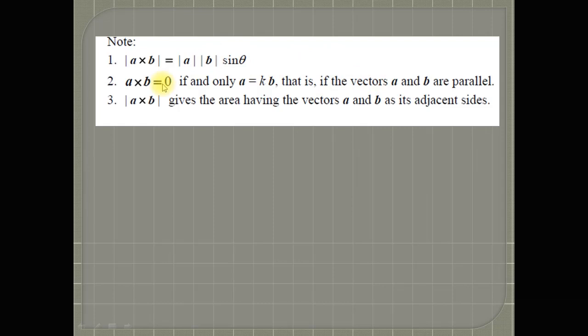So if A cross B is equal to 0, it means that theta is 0 and the vectors are parallel. And the magnitude of A cross B gives the area of the parallelogram having the vectors A and B as its adjacent sides. So this is actually an application of the cross product of two vectors. The magnitude of the cross product of two vectors gives the area of a parallelogram, and if we divide this result by 2, then it gives the area of a triangle.